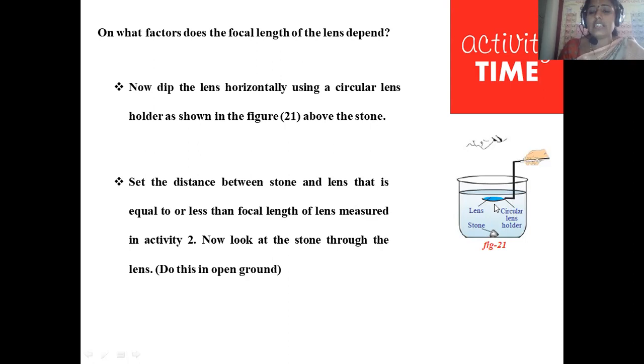Now we are going to insert the lens less than that distance. So you are keeping it at 15, for example. Now look at the stone through the lens. Do this in open ground. So this container should be kept in the open ground, and you are going to observe the size of this stone from this lens.